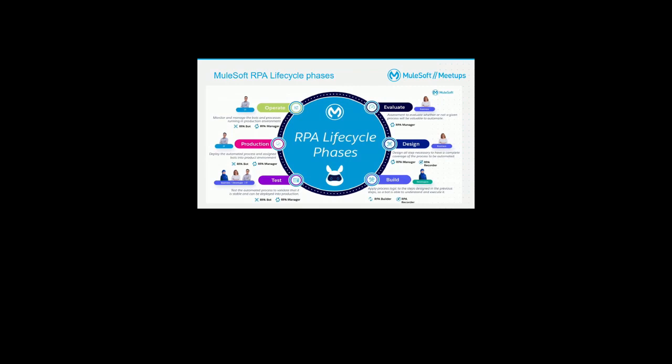After that we have the operate phase, where we need to monitor our bot. Let's say in future there is any change in the UI, then it will affect our bot or RPA process, because it's working on a static thing. If the UI changes, it will impact our processing, so we have to monitor and manage that in our operate phase.